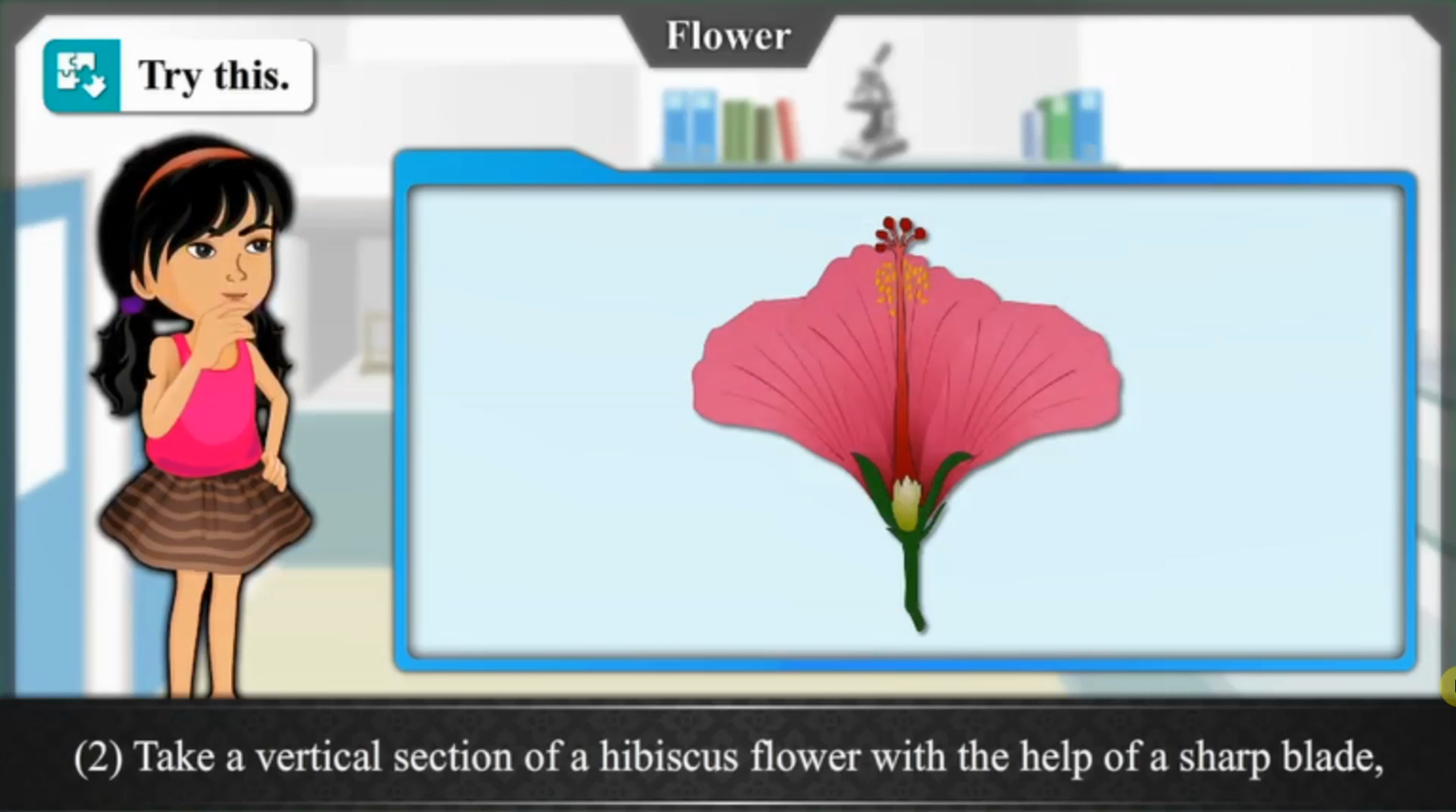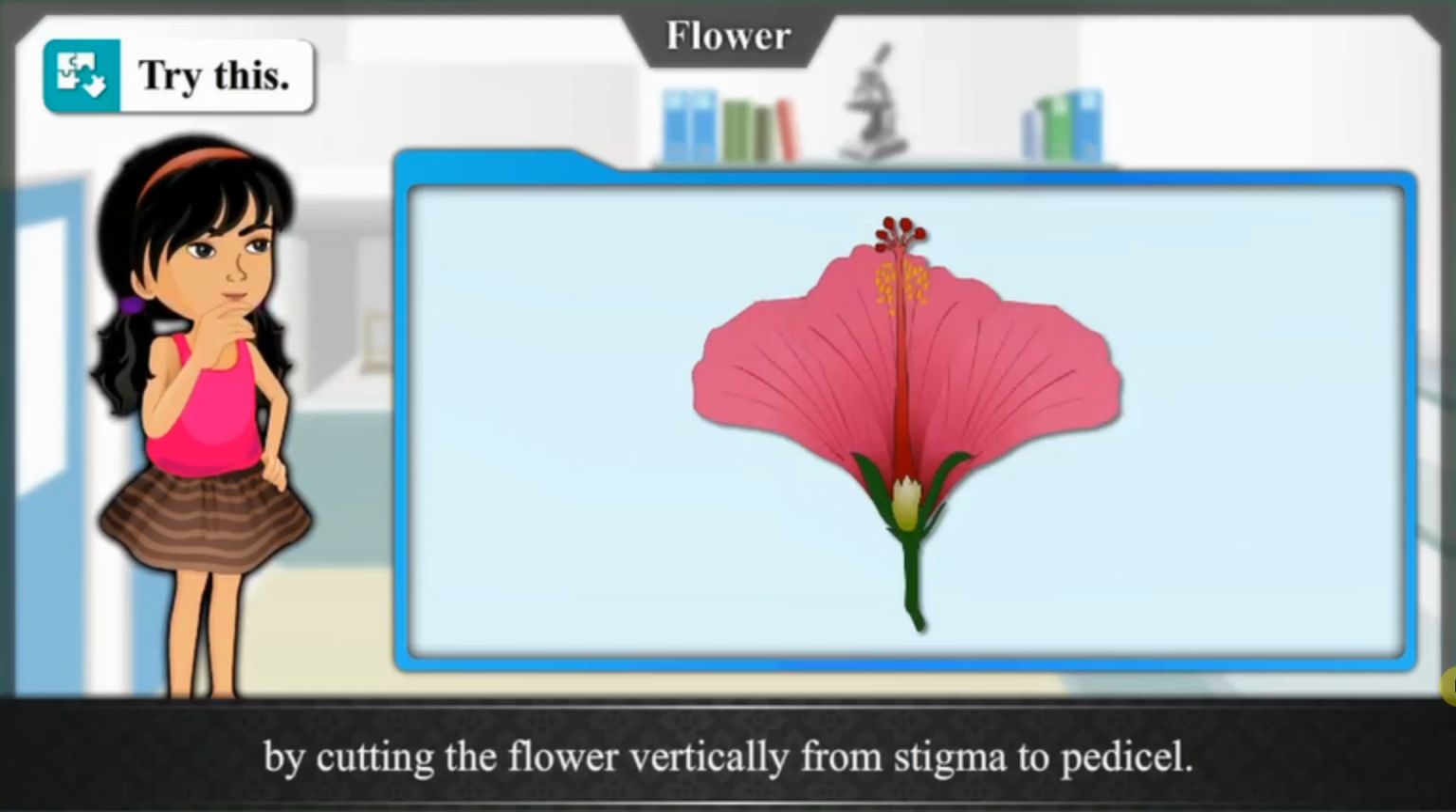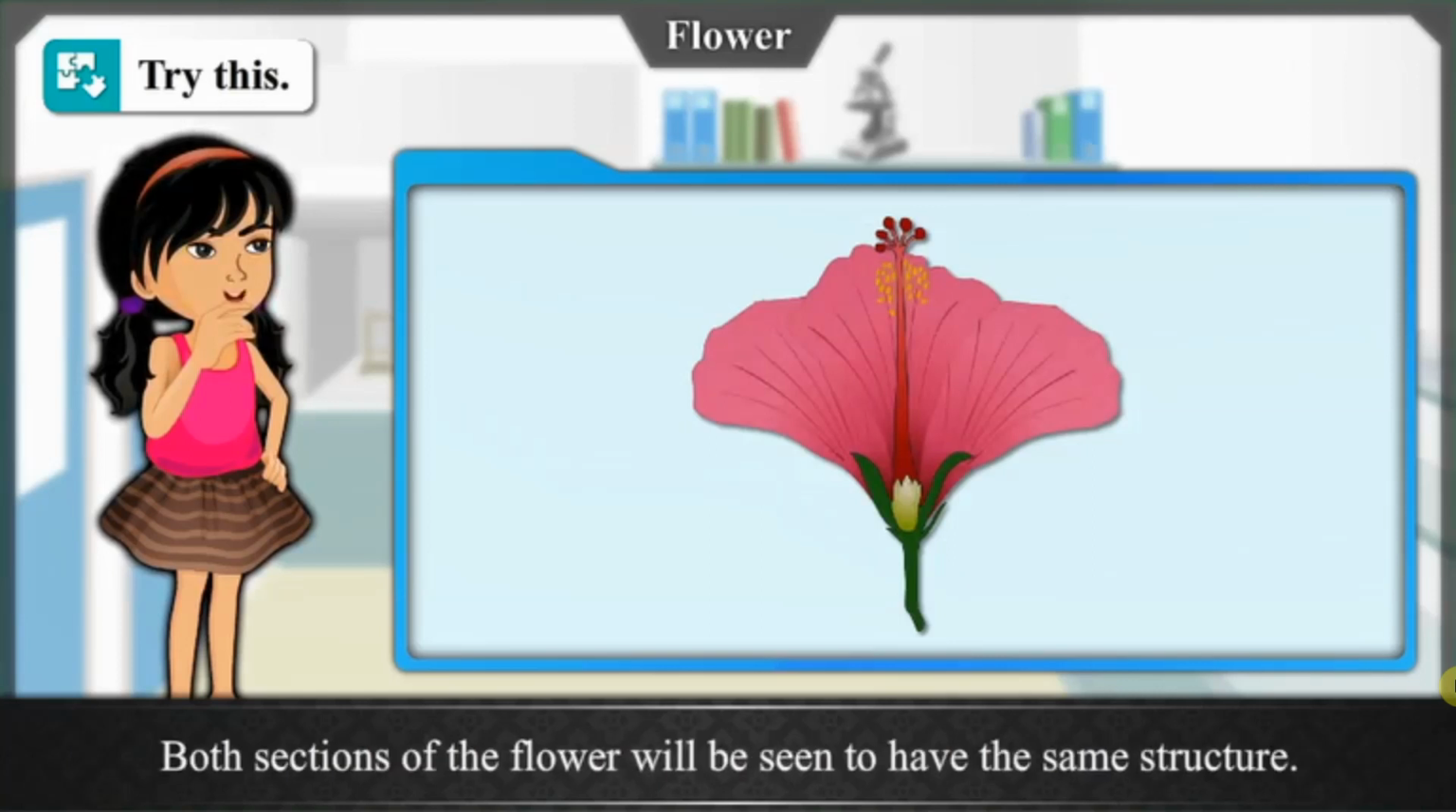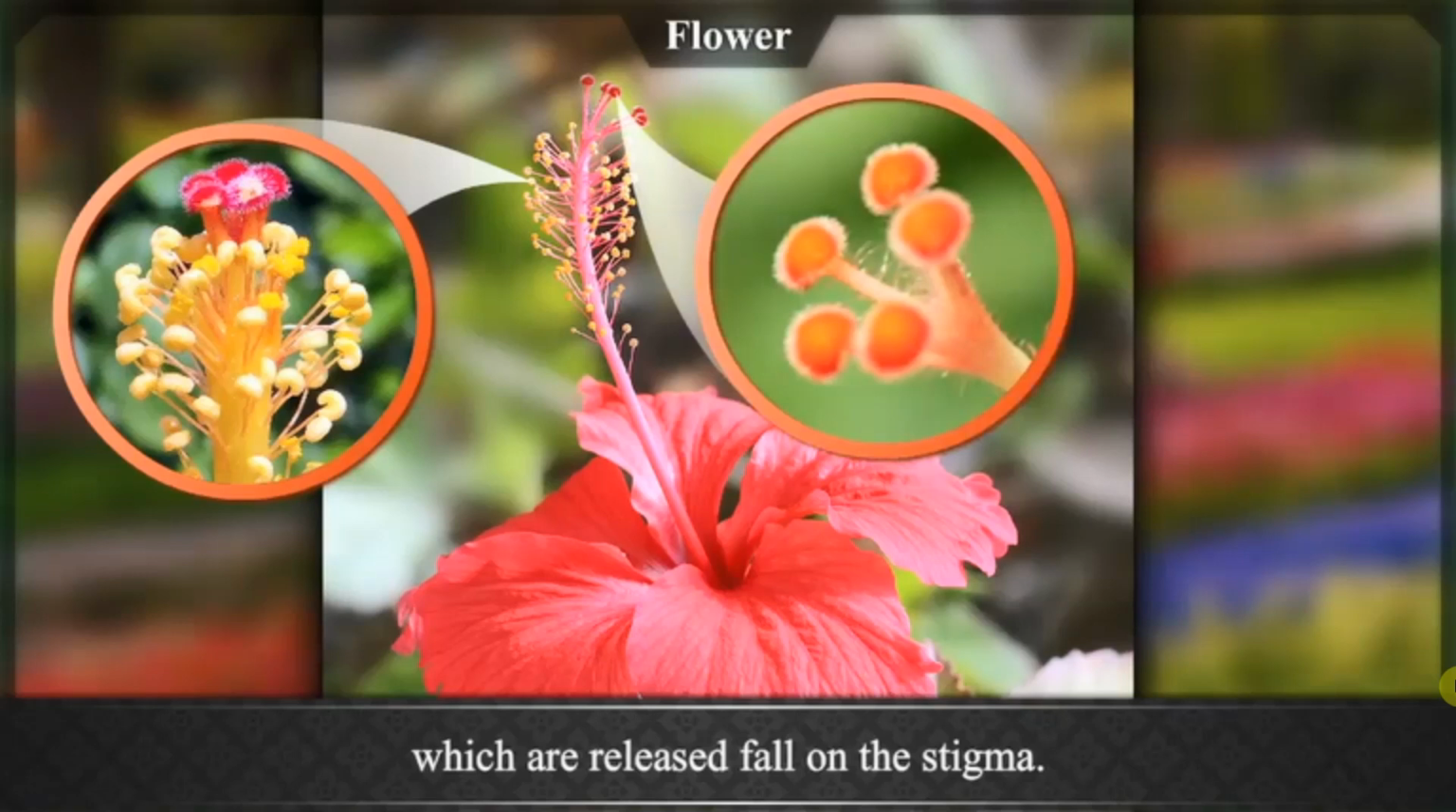Take a vertical section of a hibiscus flower with the help of a sharp blade, by cutting the flower vertically from stigma to pedicel. Both sections of the flower will be seen to have the same structure. After maturity, anthers burst and the pollen grains which are released fall on the stigma.